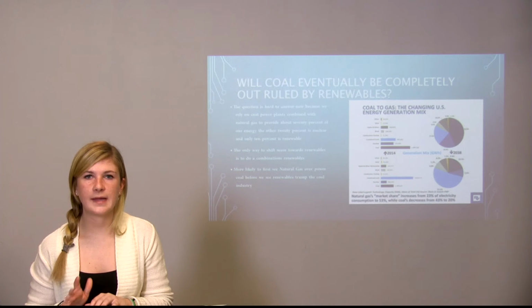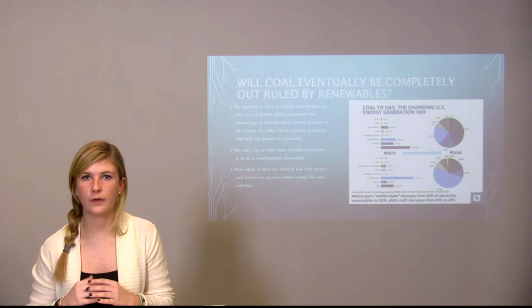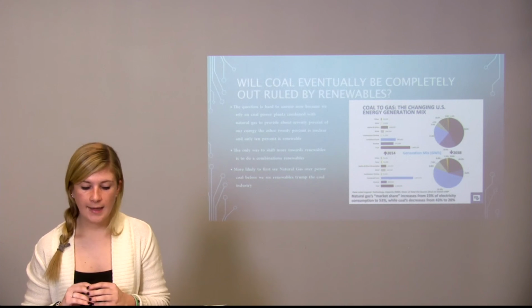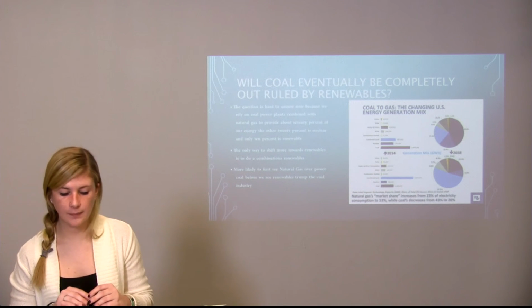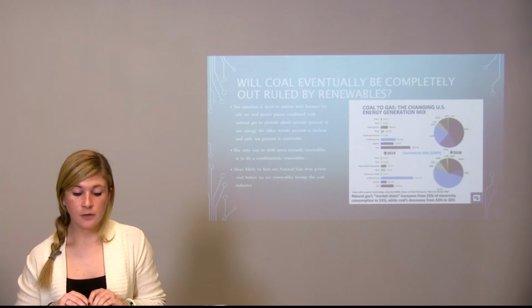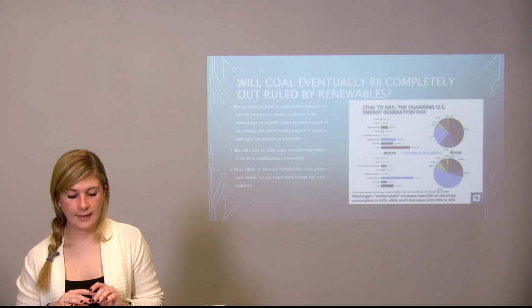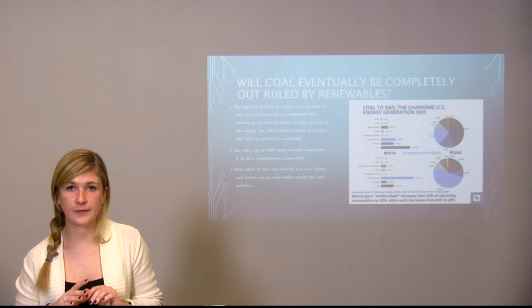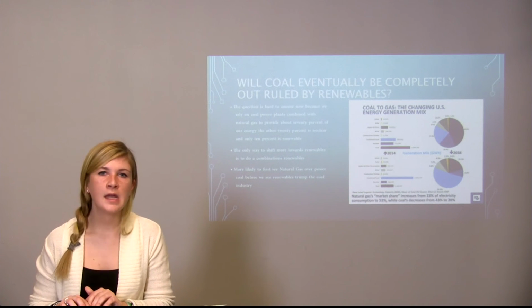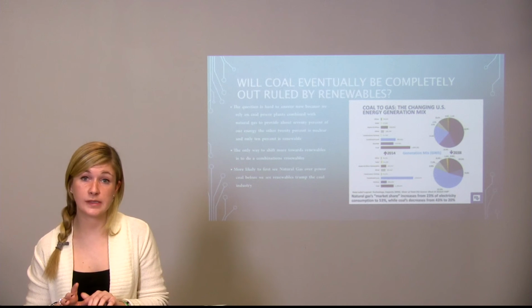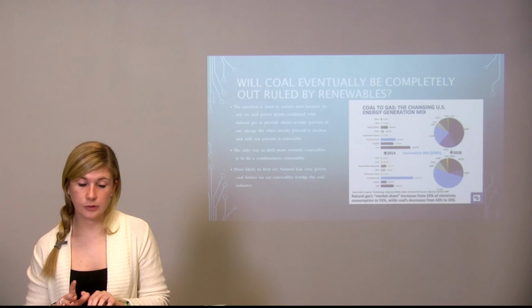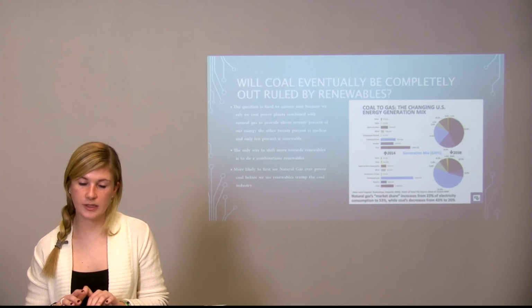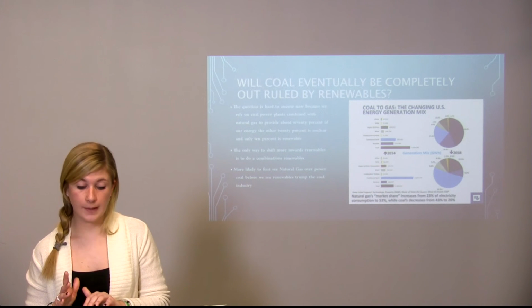So a question people keep asking is, will coal eventually be outruled by renewables? That's a hard question to answer right now because we rely on coal power plants for so much of our energy, while nuclear power plants provide only around 20% and renewables only 10%. So the only way to shift towards renewables is to do it in combinations of solar panels, wind turbines, hydroelectric dams, and building more nuclear power plants.